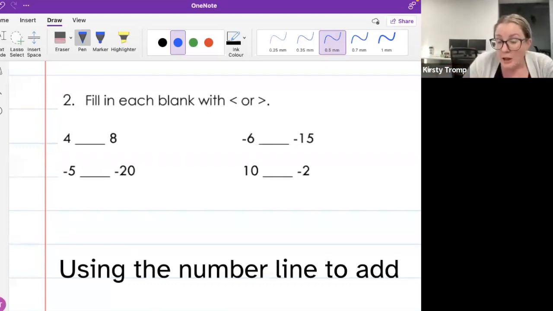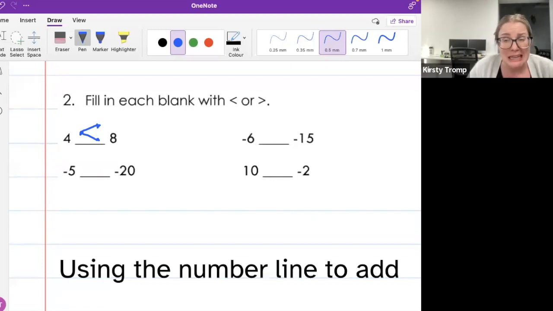So we're going to do the first one together. It says 4 and 8. Well, I know that 8 is bigger than 4. So that one we know. That one we've been doing for a while. That one we're good with. Now I have -5 and -20. So that one might be tricking us up a little bit.